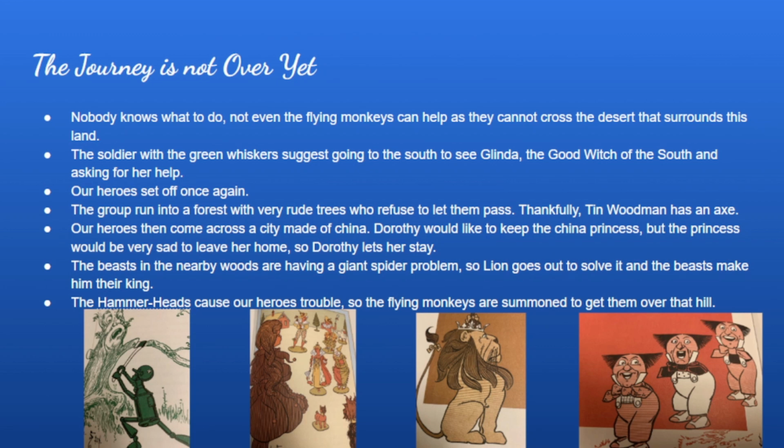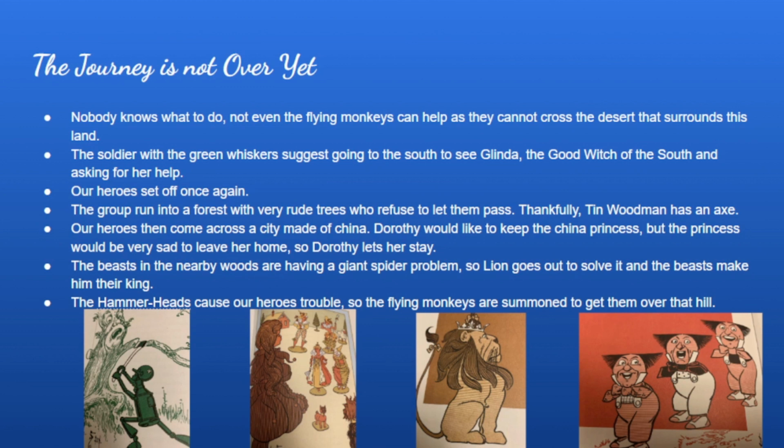The group makes it into a forest where the beasts seem to be having a problem. A giant spider problem. Lion, with his newfound courage, decides to take it on and defeats the spider quickly. The beasts now want him as their king. He agrees to be their king, but he has to help Dorothy first.